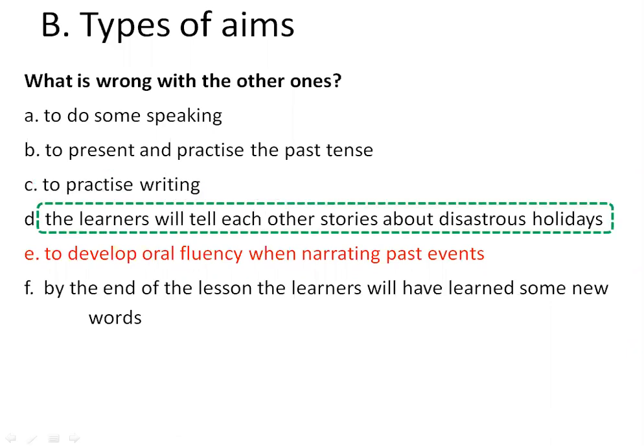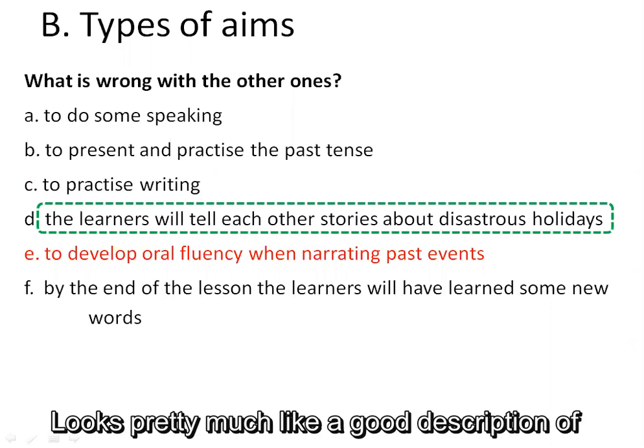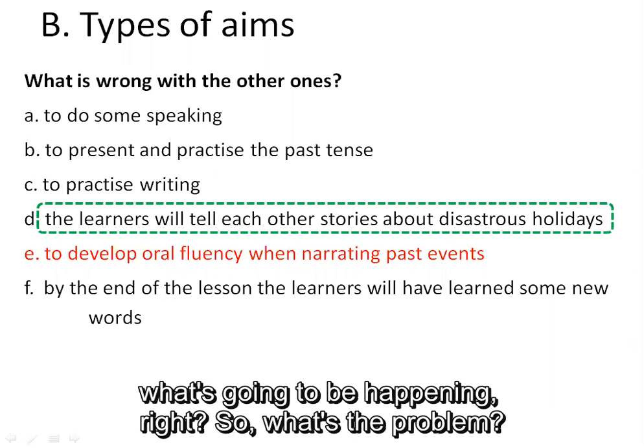What's wrong with D? It looks pretty much like a good description of what's going to be happening, right? So what's the problem?